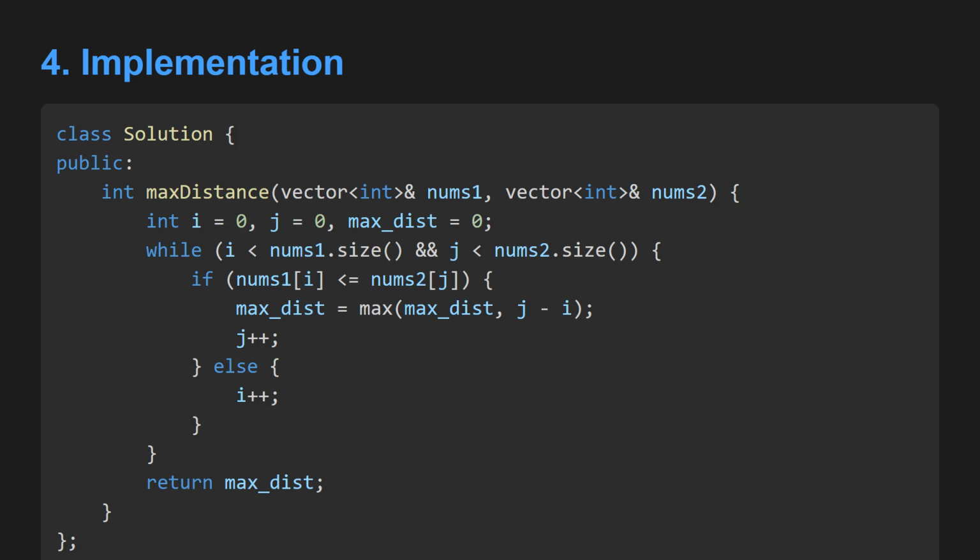Let's write the implementation in C++. We initialize two pointers, i and j, both starting at 0, and a variable max_dist to store the result. We loop while both pointers are within their respective arrays. If the condition is satisfied, we update the maximum distance and move j to the right. Otherwise, we move i to the right. Finally, we return the maximum distance.